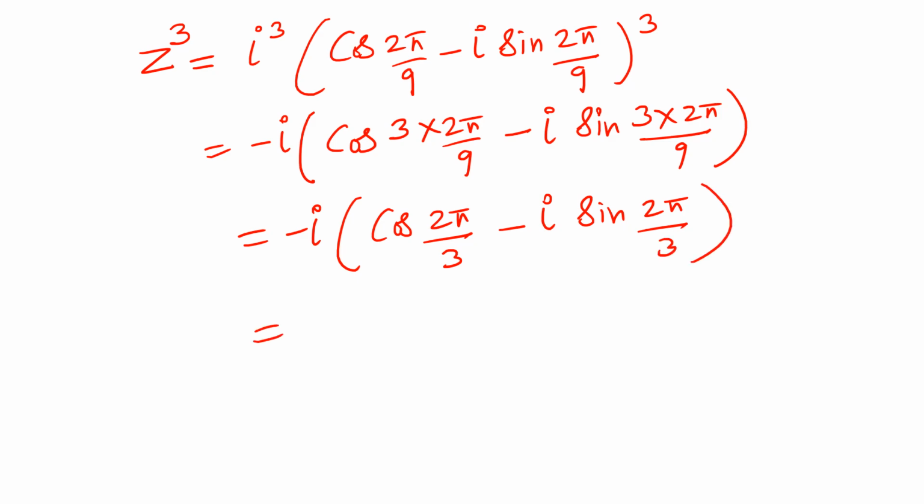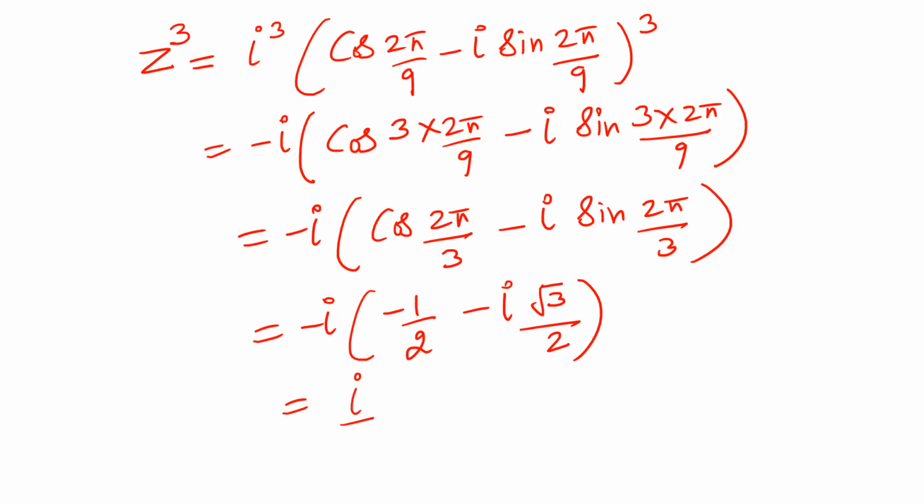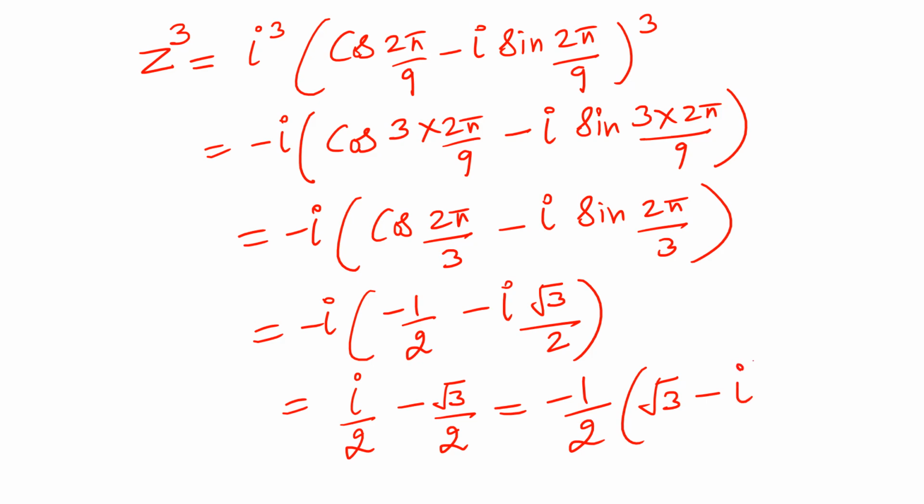Now students, just put the values of cos 2π/3 and sin 2π/3. Now cos 2π/3 is minus half and sin 2π/3 is root 3 by 2. So now take minus i inside, you will be getting i/2, and now this becomes plus i square, which is nothing but minus 1, and this is minus root 3 by 2. Now students, if I take out minus half common, inside the bracket I am going to get root 3 minus i. Now this matches with option C. Hence option C is the correct one.